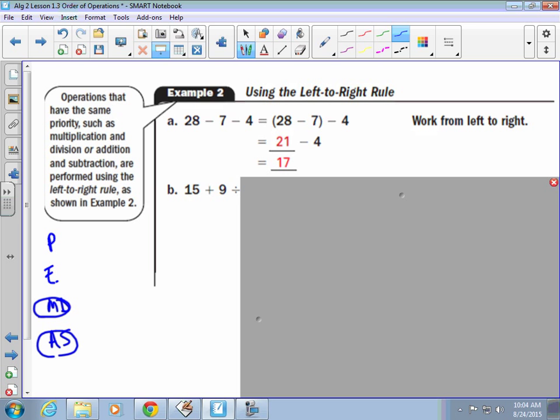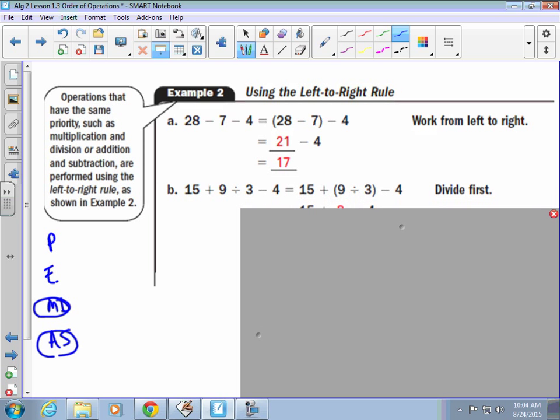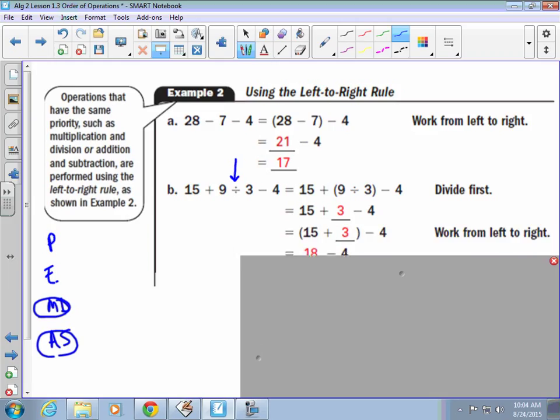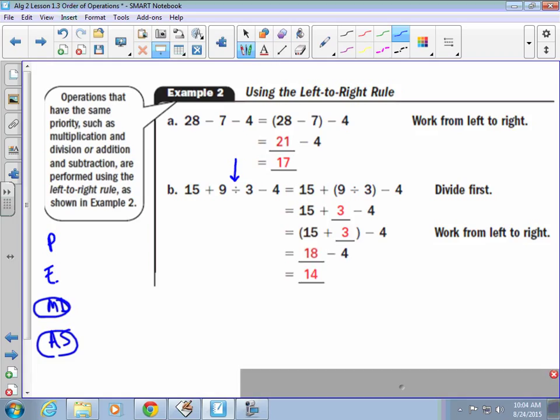More often than not, where people make mistakes is when there are two different operations together. This one right here says 15 plus 9 divided by 3 minus 4. Now you have plus and minus, but there is a division in the middle. That's the one you have to do first. So you have to skip the addition and do 9 divided by 3 and get 15 plus 3 minus 4. Then you do 15 plus 3 and get 18 minus 4. And then finally 18 minus 4 to give you 14. Very simple. Again, none of this should be ridiculously hard for you.